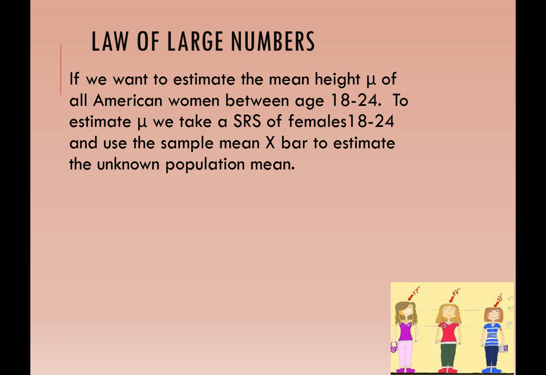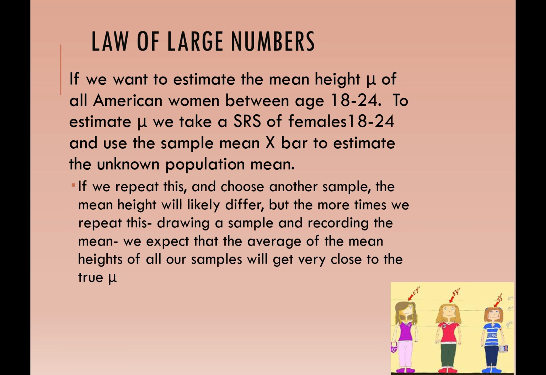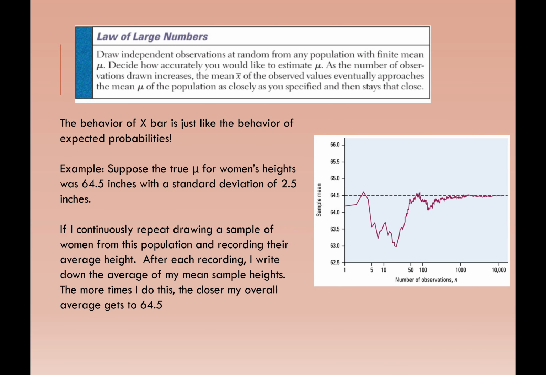All right, then we have the law of large numbers, and that is in repeated samples, larger and larger, as you get more and more samples, you're going to get to the expected value. You're going to get closer and closer to that expected value. So for example, if I drew more and more samples of women 18 to 24 and measured their heights, I'd get closer and closer to the actual mean.